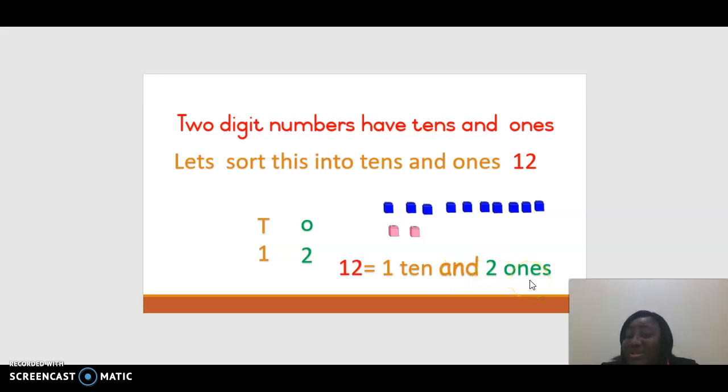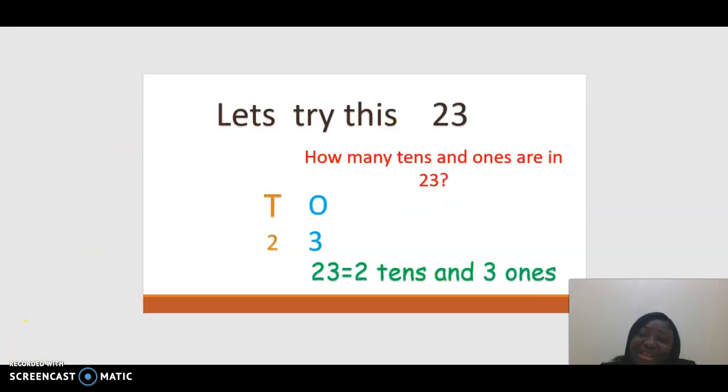I hope you found that easy. Let's try this together. How many tens and ones are in the number 23? Did you remember what I told you about tens and ones? Amazing, you're very smart, year 1 group.